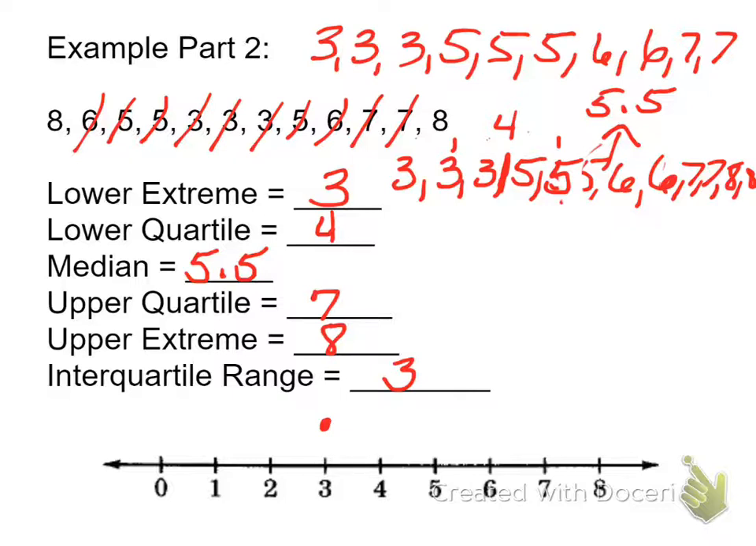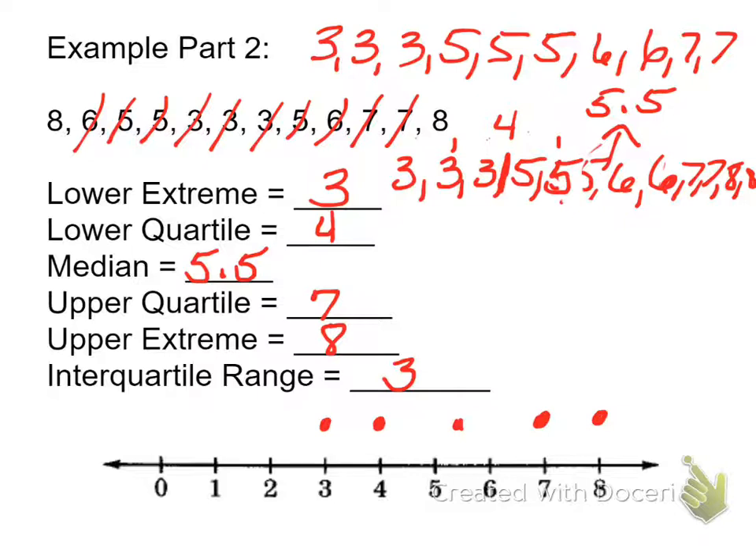Okay, so lower extreme is 3. The lower quartile is 4. Put a little dot there. The median is? 5.5. Put that right in the middle. Somewhere there. Upper quartile is 7. And then? 8. Okay. Now we have 5 dots on there standing for these 5 numbers.